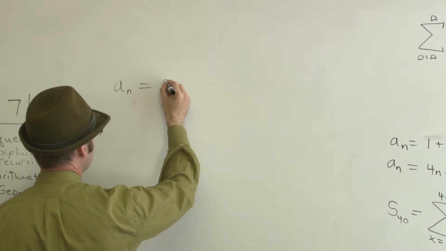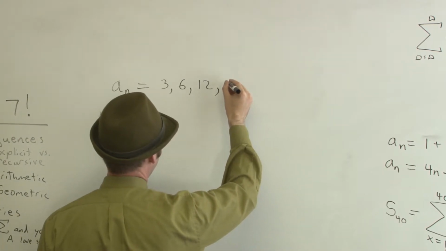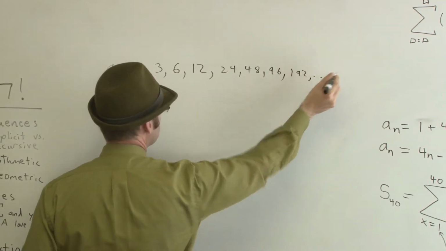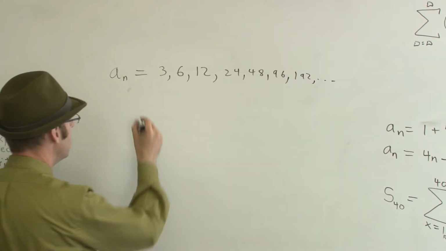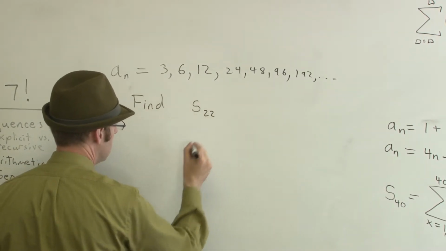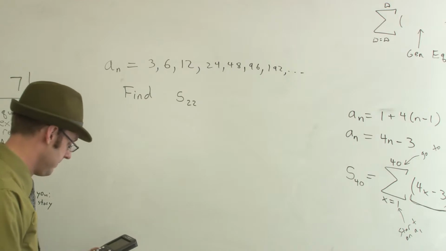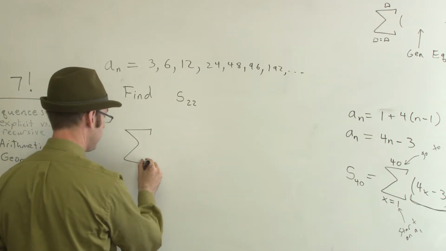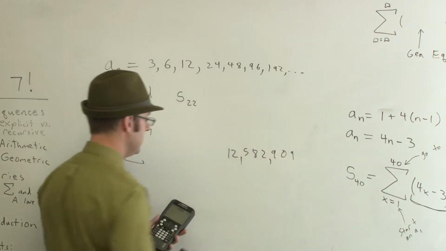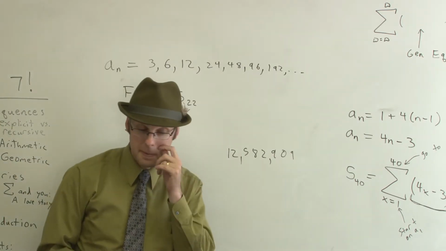Let's say this is your sequence: 3, 6, 12, 24, 48, 96, etc. So, find S22. What did we get? 12,582,909 is what you should have gotten.